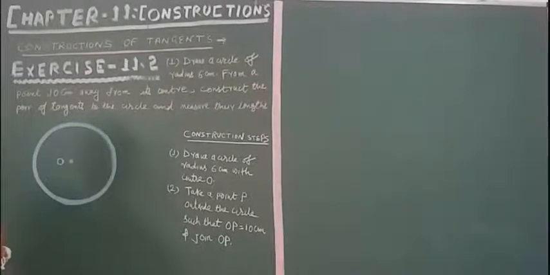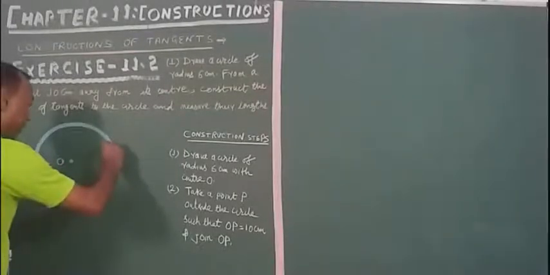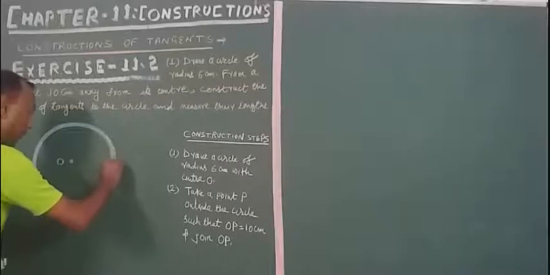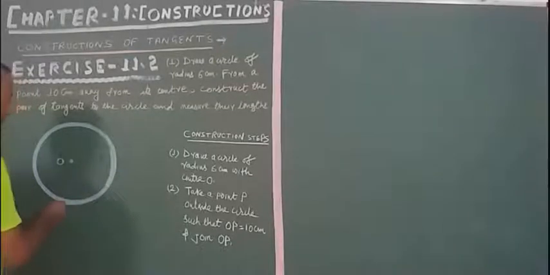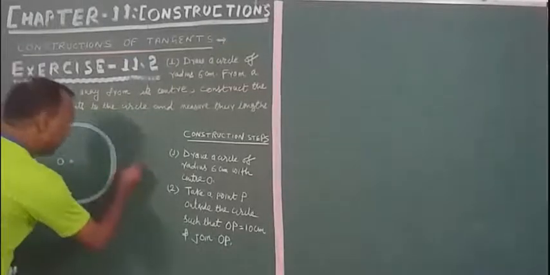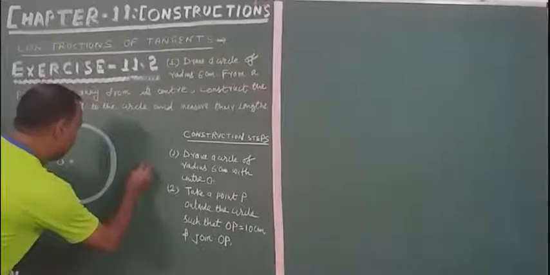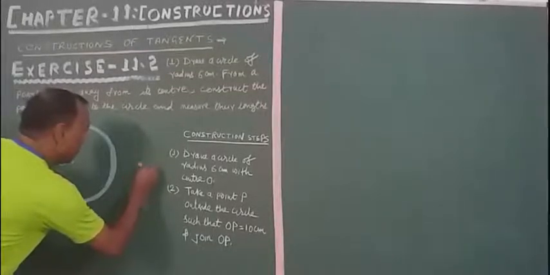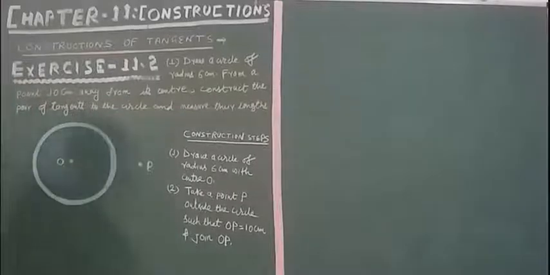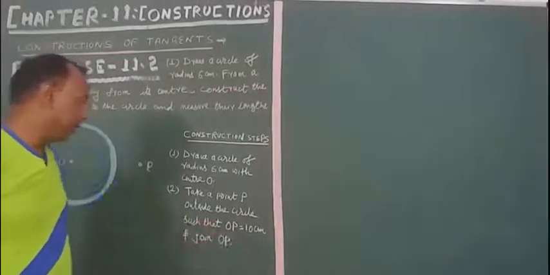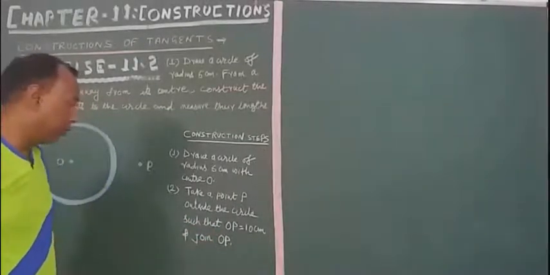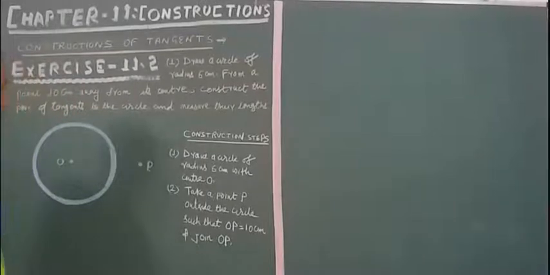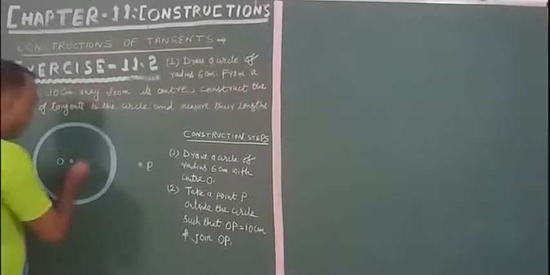Now what will we do? We will take any point P which will be 10 centimeter away from center of the circle. Suppose this is the point P. Take a point P outside the circle such that OP is equal to 10 centimeter and join OP, and we will join this.